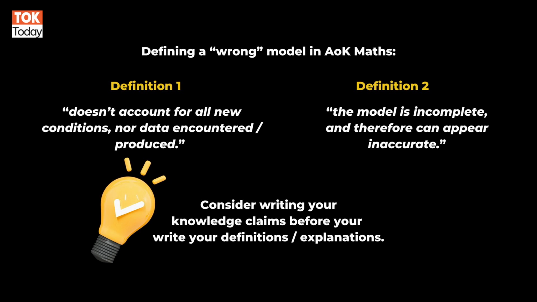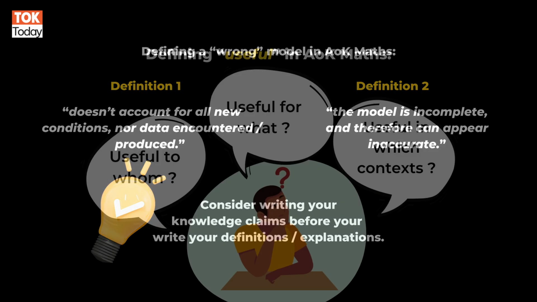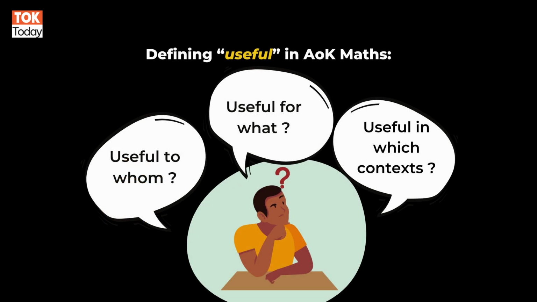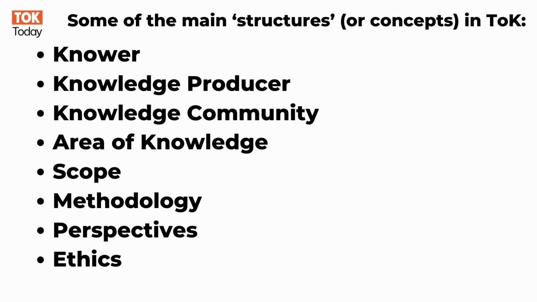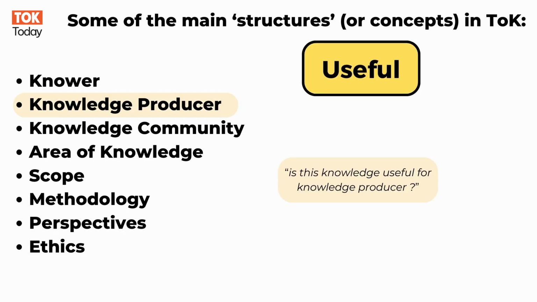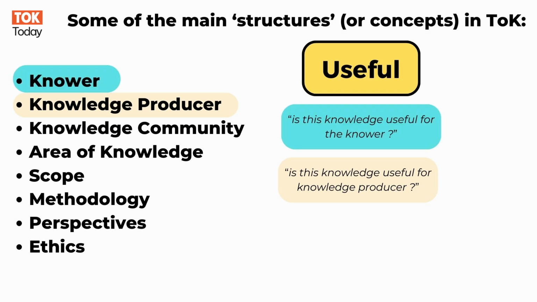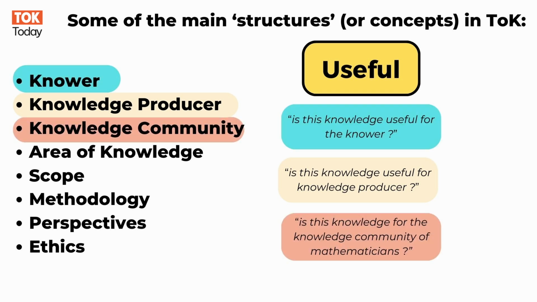Let's look at explanations of the key term useful. Here you could consider questions such as useful to whom, useful for what, and useful in which contexts. You could use the ToK structures to help to develop your explanation. For example, useful for knowledge producers, or useful for knowers, or useful for the knowledge community of mathematicians.